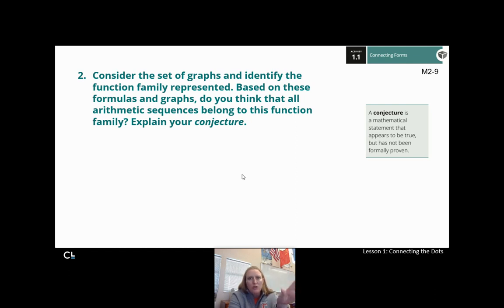And don't freak out over the word conjecture. A conjecture is a mathematical statement that appears to be true but has not been formally proven. So go ahead, hit pause, give me the function family. Do you think all arithmetic sequences fit into that function family, and why? So hit pause, jot down your thoughts, and then hit play, and we'll continue the discussion.